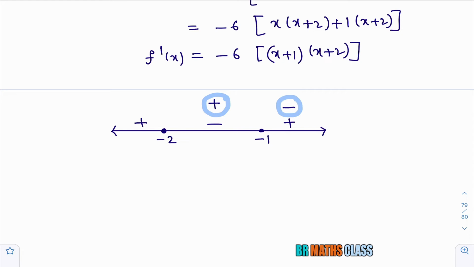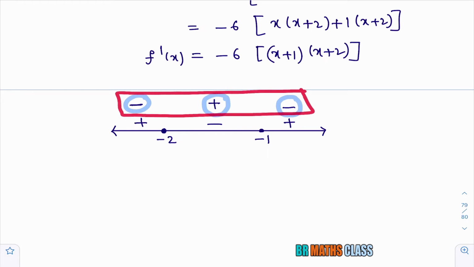In the same way, this changes to negative. So what are the signs you need to consider here? You need to consider these signs, not these signs. I hope you are understanding. A little tricky one, it is not so difficult. I hope you are understanding. Whether you are understanding or not, please comment below.